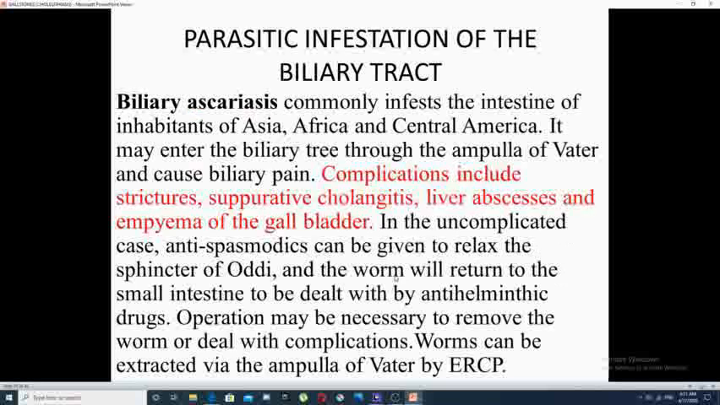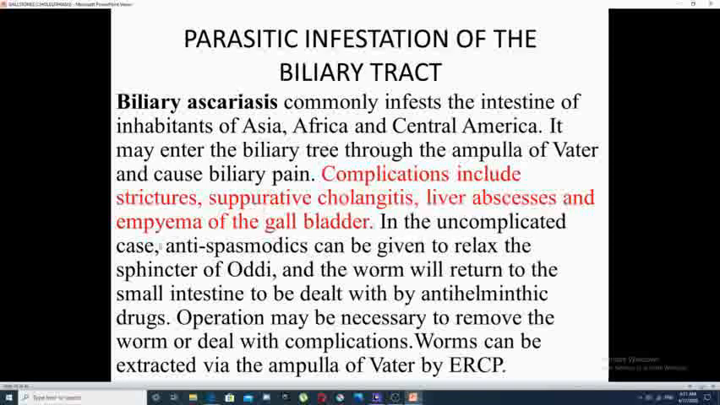Parasitic infestation of the biliary tree. The biliary tree may be infested by different parasites like biliary ascariasis. These commonly infest the intestine, inhabiting Asia, Africa, and Central America, and these parasites may enter the biliary tree through the ampulla of Vater, causing biliary pain and biliary colic. Complications include stricture, suppurative cholangitis, liver abscess, and empyema of the gallbladder.